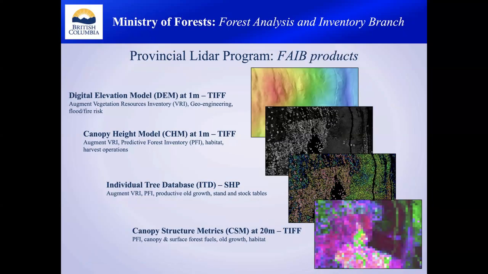I won't spend too much time on this. You've probably seen this slide for a couple of years now, but the products that we're producing are the 1 meter digital elevation model or bare earth model, a 1 meter canopy height, our individual tree database, and the canopy structure metrics. It's just the standard suite of univariate statistics, as well as percentiles, bincentiles, and canopy complexity metrics.